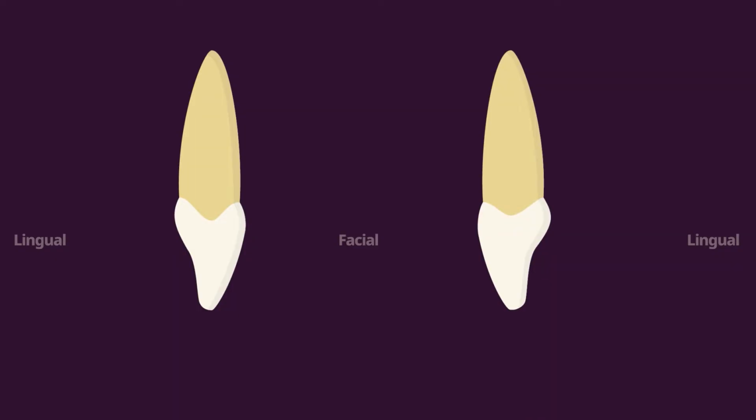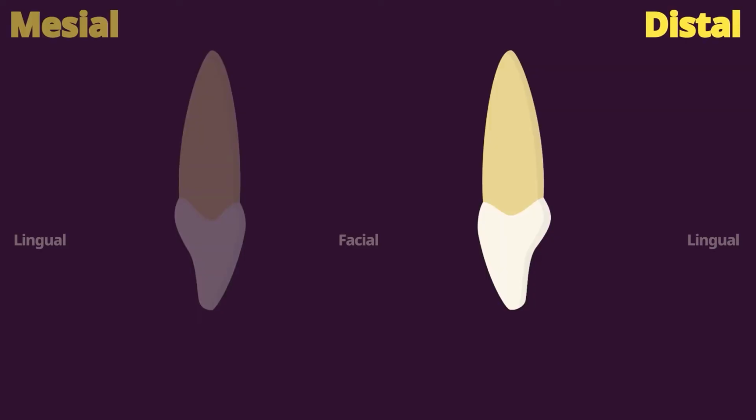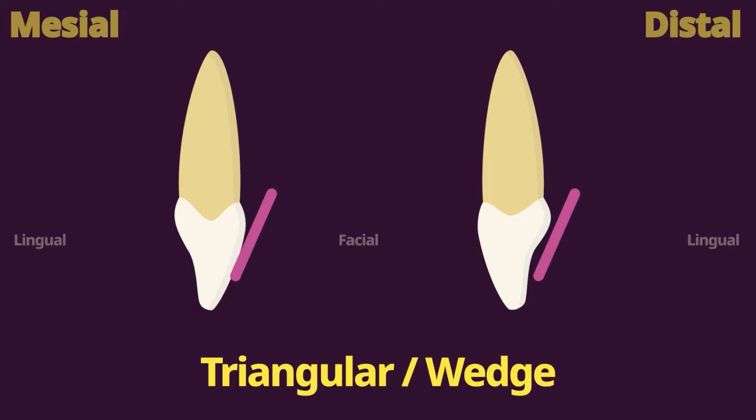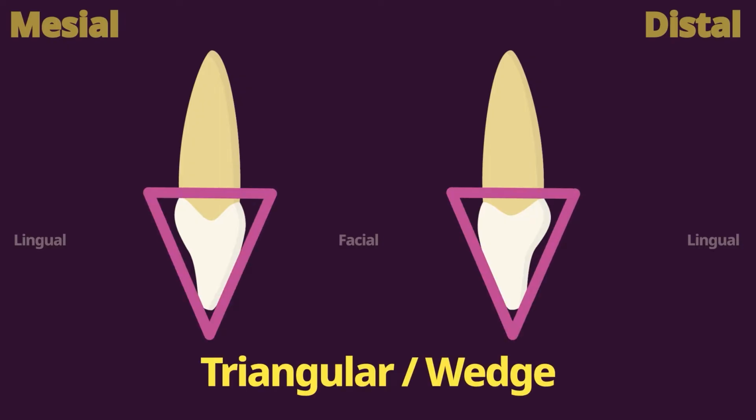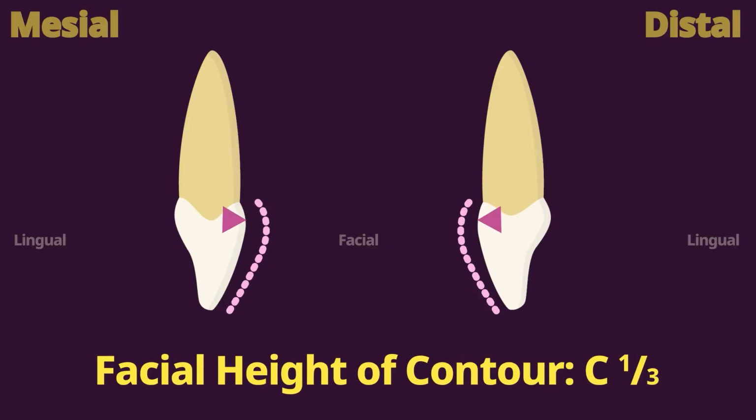Here's the maxillary lateral incisor from the proximal views. This is the mesial, this is the distal. The crown is triangular or wedge-shaped with the base at the cervix and the apex at that incisal ridge. The facial outline is convex from the cervical line to the height of contour, and then straight or convex from there to the incisal ridge. The height of contour is at the cervical 1/3.